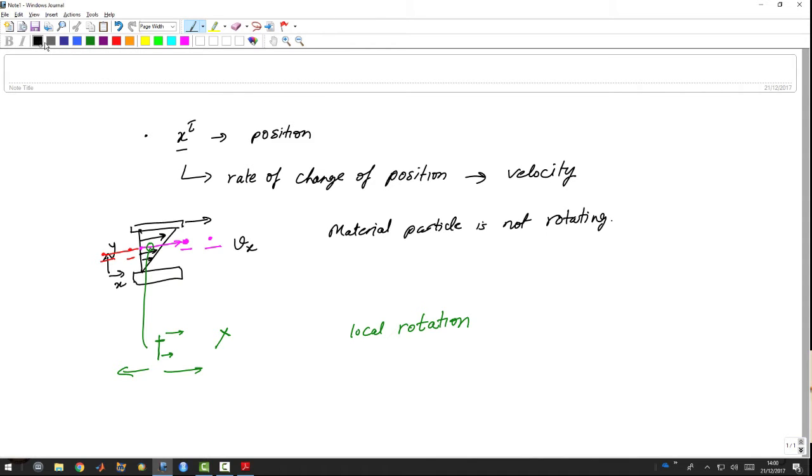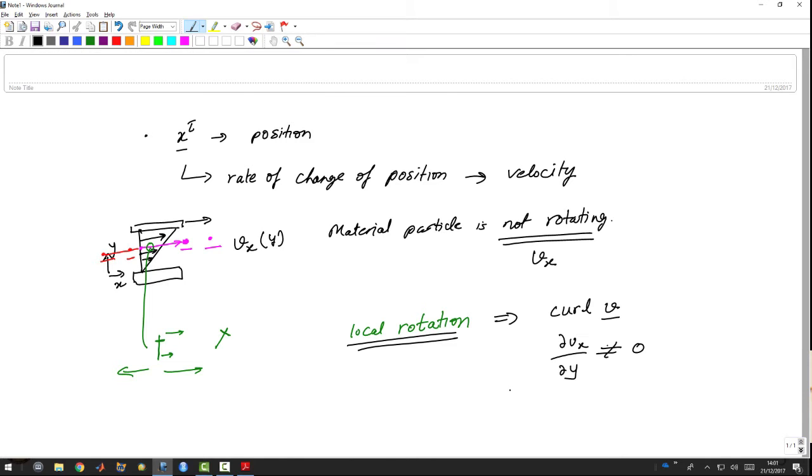So overall we can see that the material particle is not moving in a rotating motion, because there is only Vx. But locally, every neighboring set of elements is experiencing local rotation. This local rotation is also related to the curl of velocity. And if you remember, the curl of velocity will have terms like del Vx by del y. In this case, we know Vx is a function of y, so del Vx by del y is non-zero. Therefore, the local rotation, which is related to the curl of velocity, is also non-zero.